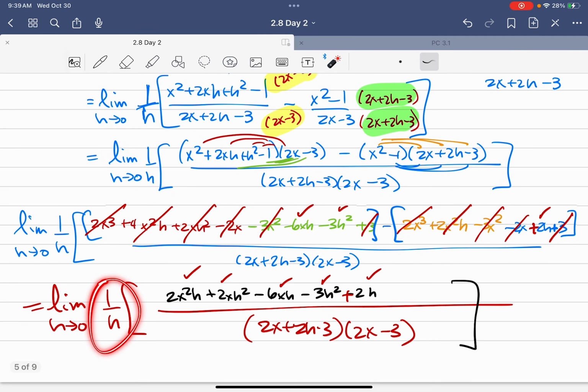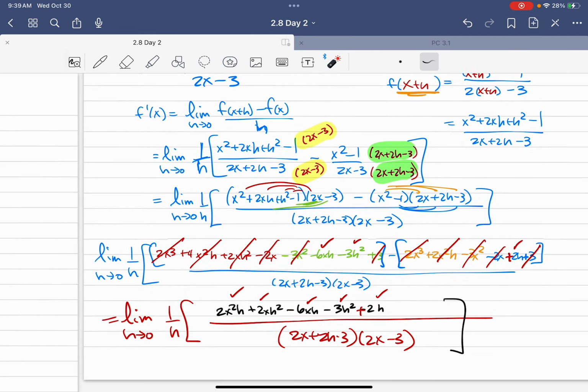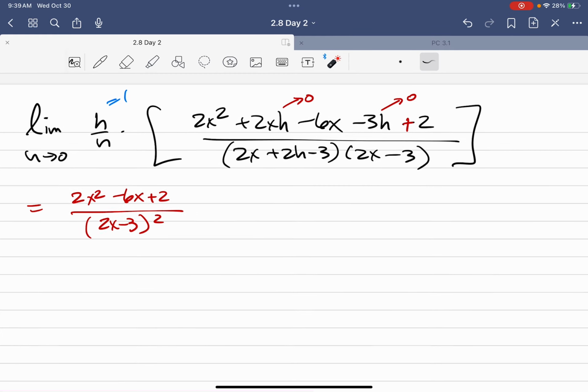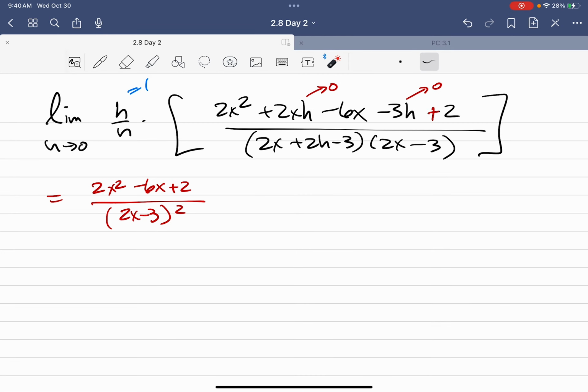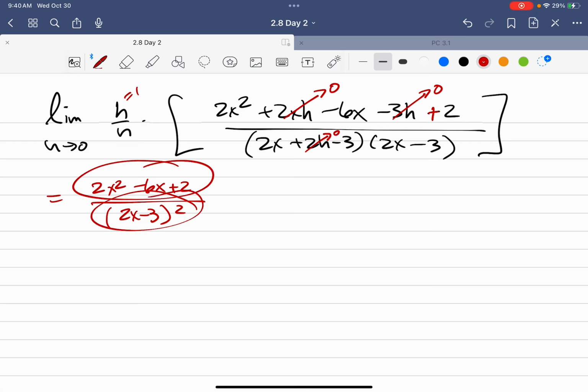So now I have my 1 times h times all this. If I factor out an h out of everybody in the top, I am just left with everything that you see here. So this is an h factored out of the top, it goes here. And so now this thing out front is just equal to 1. And then if I let h slide to 0, that's going to go to 0, that's going to go to 0, and that's going to go to 0. So that's all that's left on top, that's all that's left on bottom, and that is my derivative function.